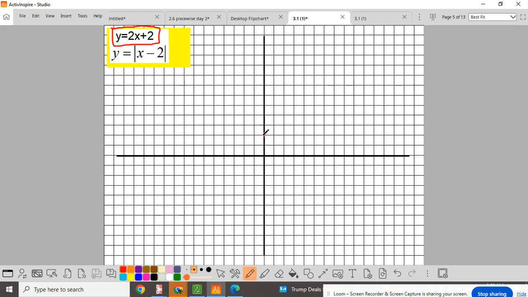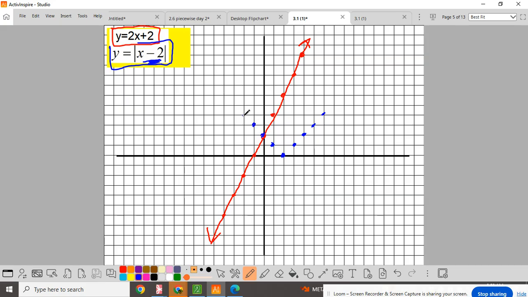Y equals 2x plus 2: you go up 2 over 1, up 2 over 1, up 2 over 1, and down 2 left, down 2 left, down 2 left. Okay, that's my red line. And then the next one, I'm going to use the blue one here for the absolute value. We know it's inside, minus 2, so we go to the right 2. And there's a slope of 1 there. No compression or stretch, so 1 up and over.